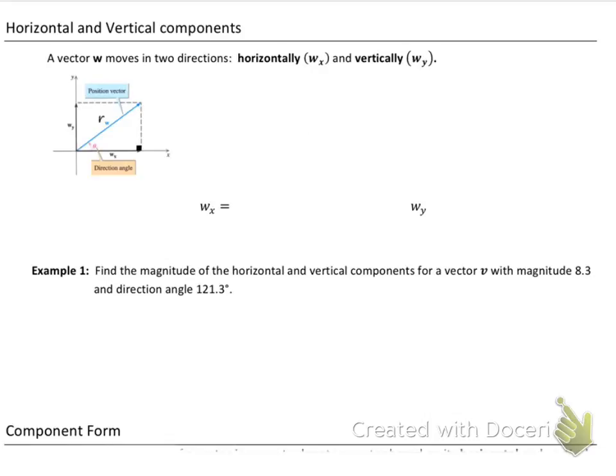Horizontal and vertical components. Just like when you have a point on a graph, it has an x value and it has a y value. The same thing is going to happen with vectors. However, we call them horizontal component and vertical component. How far did it move horizontally? How far did it move vertically?